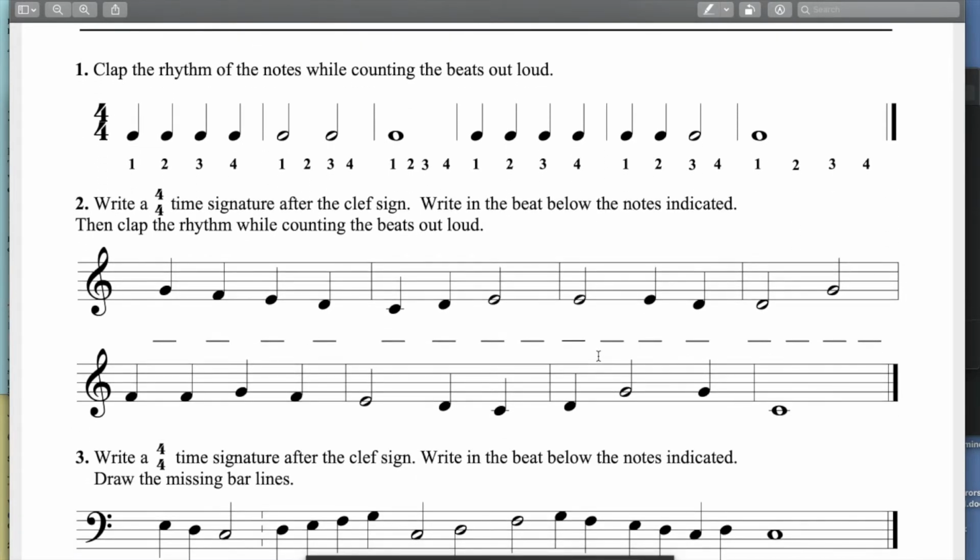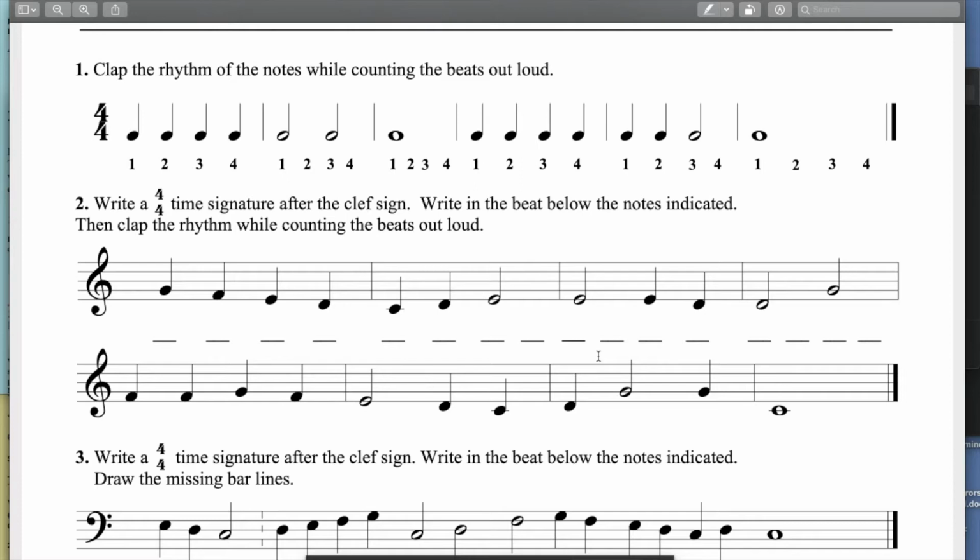So it says clap the rhythm of the notes while counting the beats out loud. Older students, I don't necessarily need you to clap. I like clapping, but I more like the way that you think about how the notes are connected. For example, when I say 1, 2, 3, 4, those notes are not connected, so I don't say them connectedly. That's not a word. But 1, 2, 3, 4, those are connected. So I connected with my voice the 1 and 2, 1, 2. I connected with my voice the 3 and 4, 3, 4, like that.